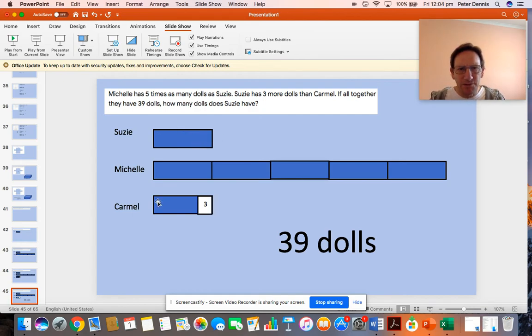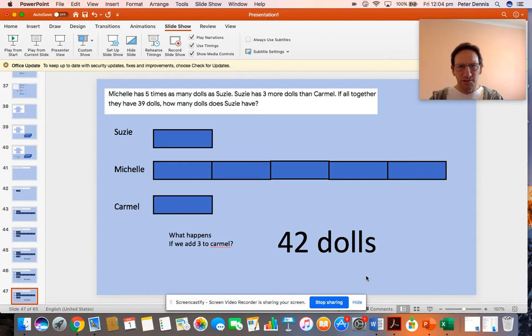So how could we do that? Well, this is the one annoyance here, this -3. So what we could do, what would happen if we added 3 dolls to Carmen? So all we're going to do is add 3 to Carmen. So if we add 3 to here, this is going to go up by 3 as well.